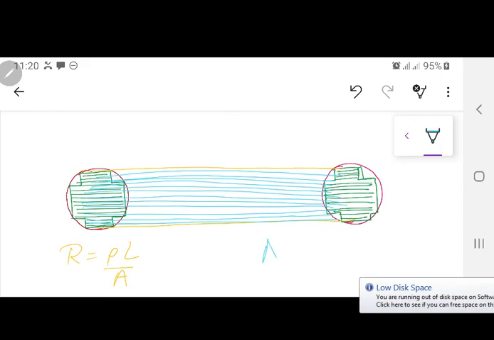Should the yoke area, that is AY, be equal to the net iron area, or in other words, let me call it the gross area, AG? Answer it.